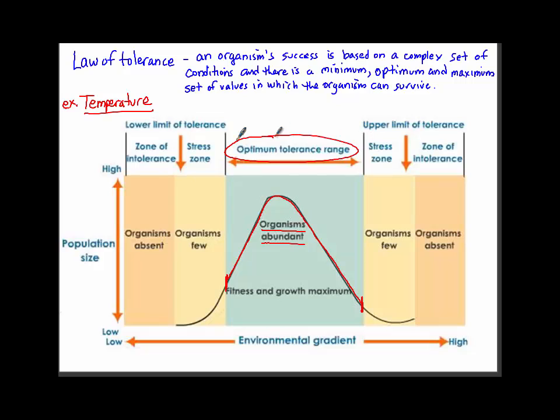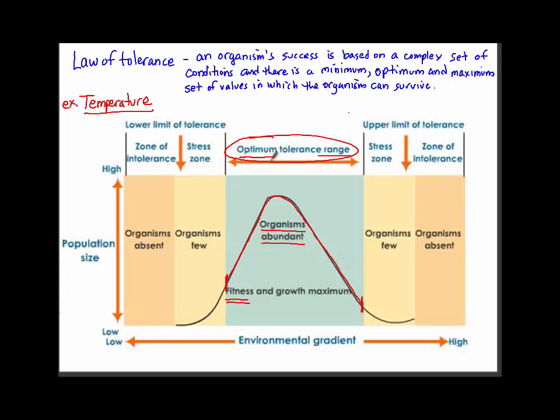Okay, so let's say at those temperatures, whatever this temperature is to whatever this temperature is, that's its optimum range. And that's where the fitness, the ability of an organism to survive and reproduce, is at its maximum, between that range. That's called the optimum range.